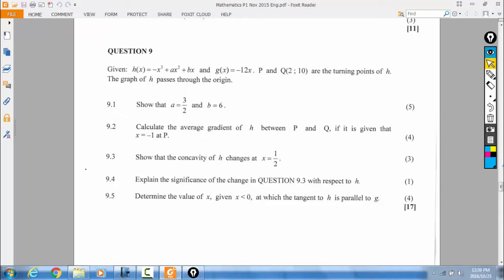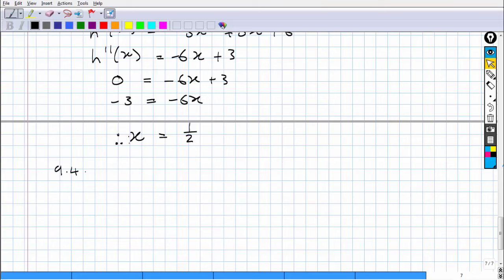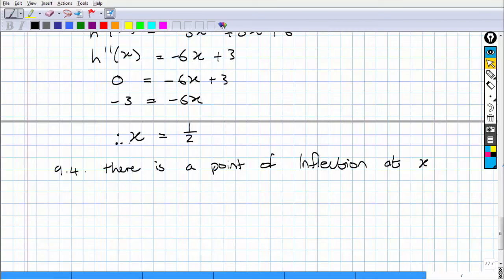Now, that's kind of weird. So all they're asking is, what does it mean when there's a change in concavity? It simply means, as I've mentioned, that there is a point of inflection at the point x equals a half. And if you look at the memo for this, it says the graph changes from concave up to concave down at x equals a half, or the graph has a point of inflection. It's kind of a silly question, because I don't see the point of it really. Anyways, we look at 9.5.